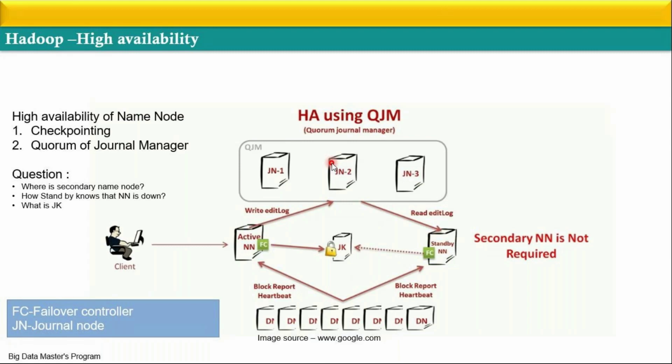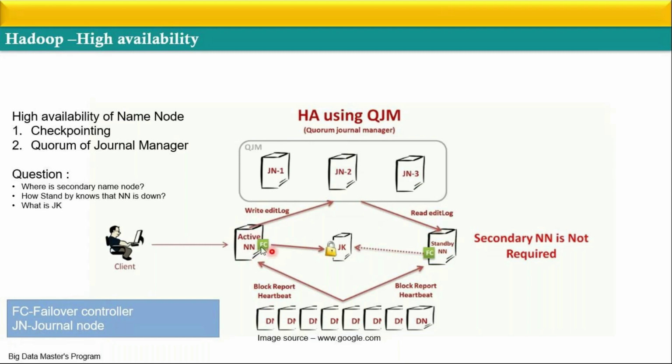Is this ZK going to serve the purpose of checkpointing here? No. Over here, checkpointing is not happening. Each and everything is recorded live, written inside the journal nodes. No checkpointing is required over here. And the heartbeat is provided every time to both the active NN and the standby NN, whether the active NN is up or down, irrespective of that.